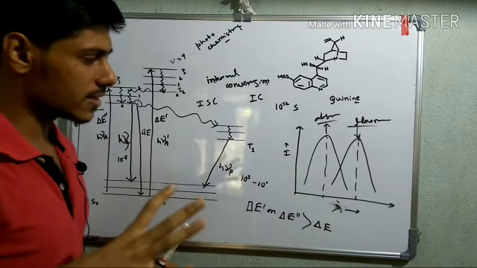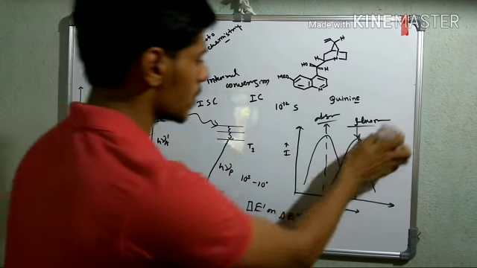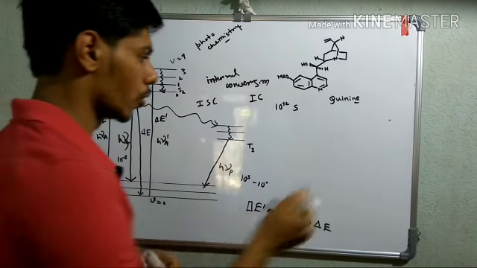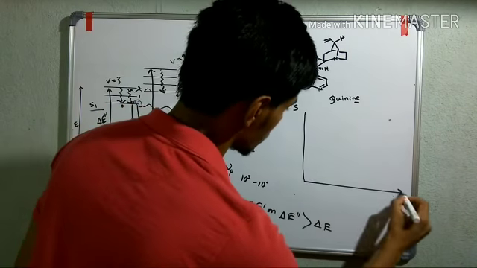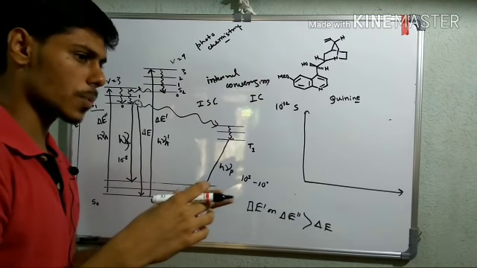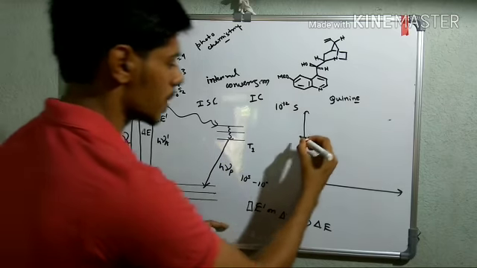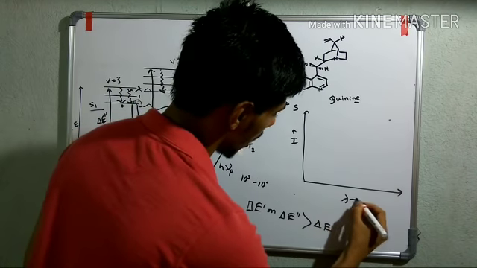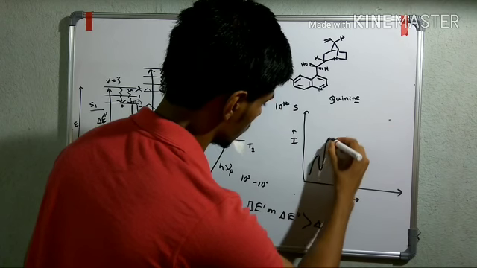Another interesting thing is that let's say you have some molecule, for example anthracene. Anthracene is also a fluorophore, and it shows the fluorescence phenomenon. If you plot the absorption and fluorescence pattern of anthracene, you will see a diagram like this.